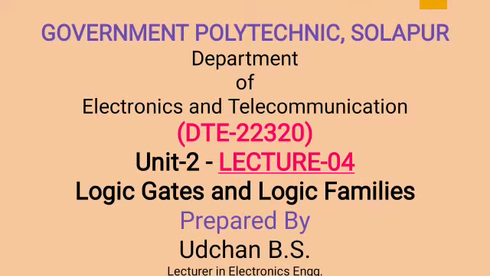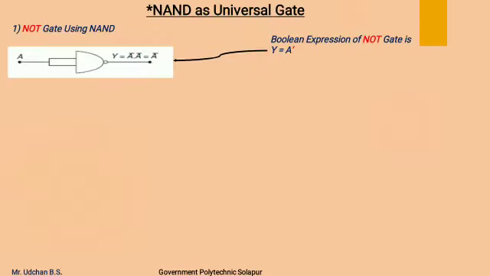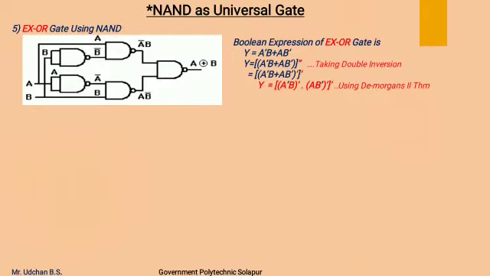Previously, we have seen how to implement NOT gate, AND gate, OR gate, and NOR gate using NAND gate. In this video lecture, we will see how to implement a XOR gate and XNOR gate using a NAND gate. First, we will see how to get XOR gate using a NAND gate.